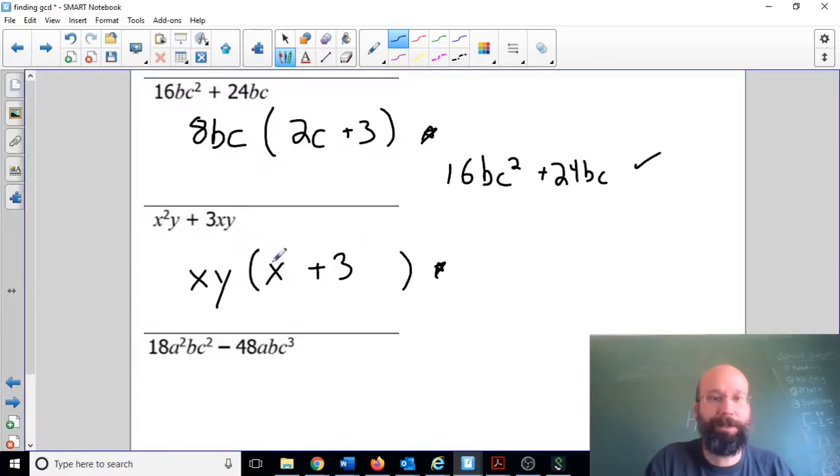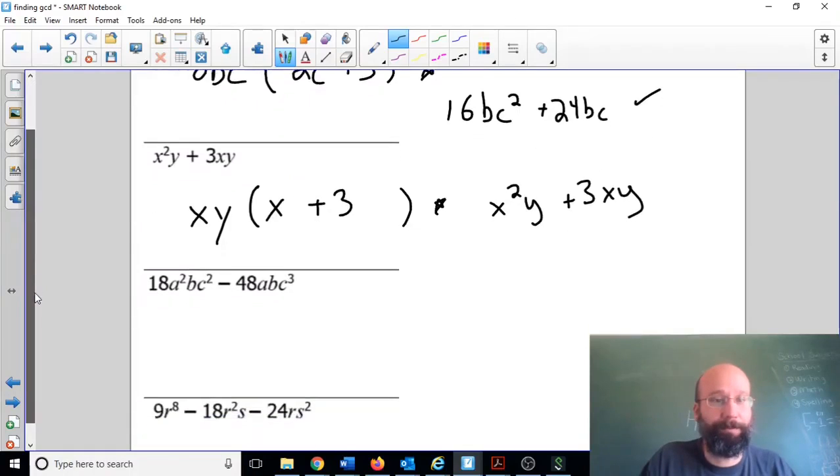And we're going to check by multiplying. X squared y plus 3xy. And that's the original problem. So we know we did it right.